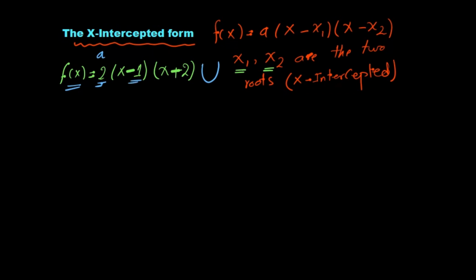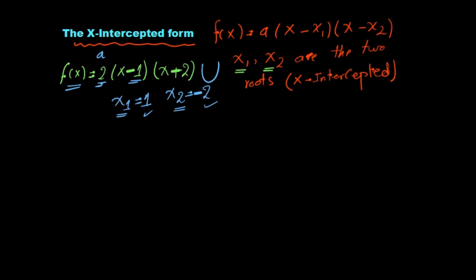x1 equals 1, not -1, it's 1. It's x minus x1, that means x equals 1. You have to take the opposite sign, or put x minus 1 equals 0, and you will get x equals 1. x2 is now -2. x2 has to be -2. So the curve will intersect the x-axis at 1 and at -2.